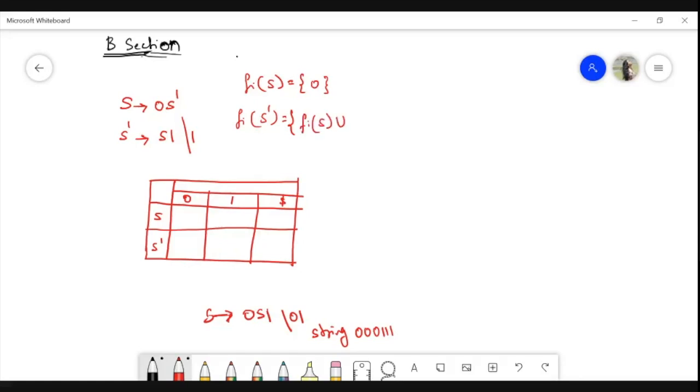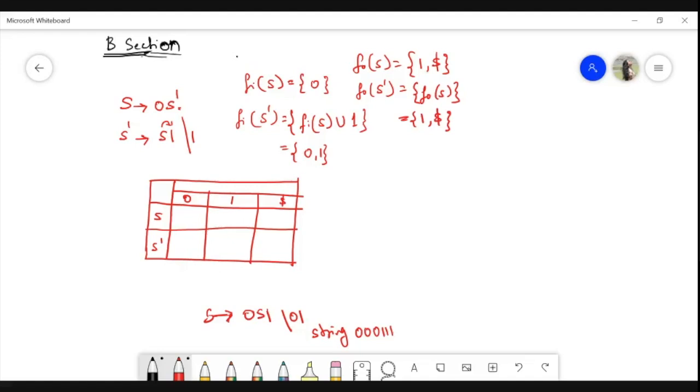S union 1, so it is 0 and 1. Then what does follow? Follow of S is, what is follow of S? It is first of 1. First of a terminal is always a terminal. So 1 and dollar. And follow of S dash is follow of S, because follow of S dash is nothing. So follow of S is 1 comma dollar.